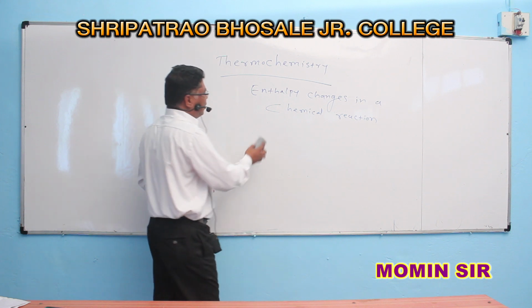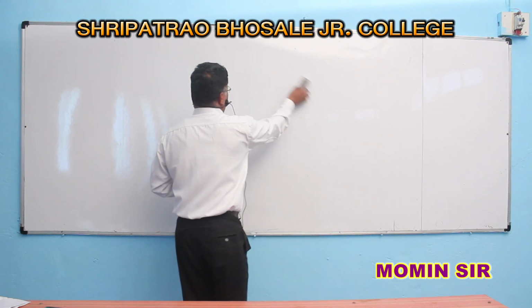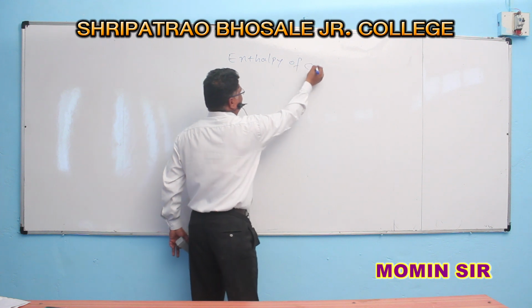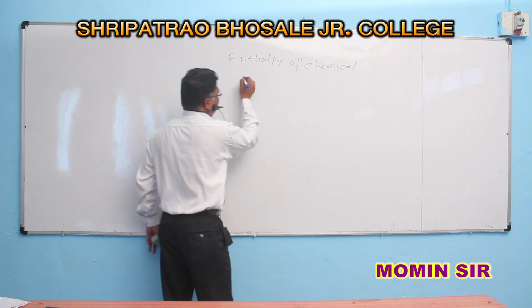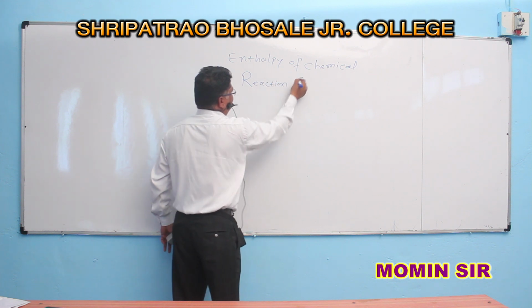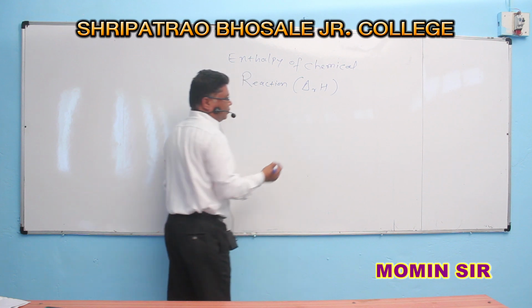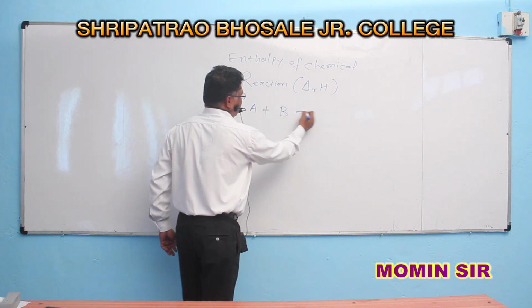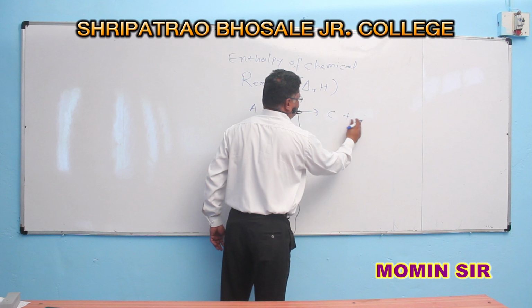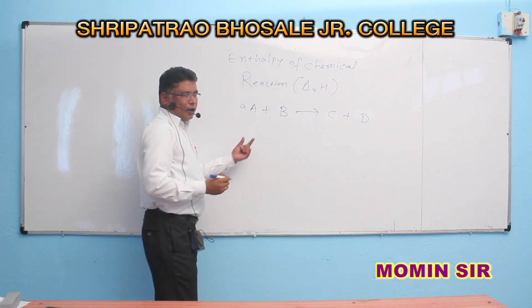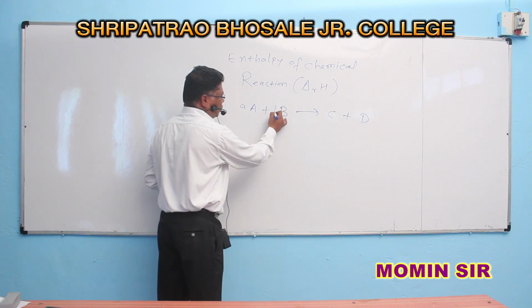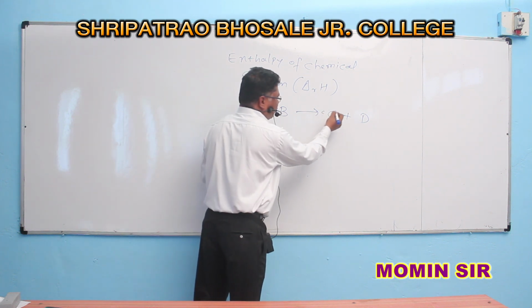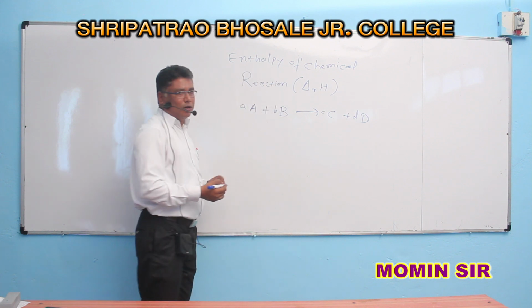So, enthalpy of chemical reaction, denoted as delta H R. Consider the general reaction: a A plus b B react to give c C plus d D. Small a is the coefficient of reactant A, small b is the coefficient of reactant B, small c is the coefficient of product C, and small d is the coefficient of product D.